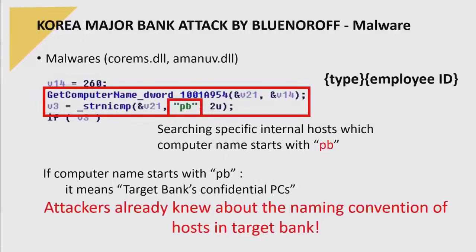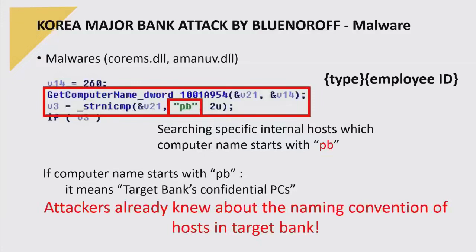And because after the host in VLAN A is accessible, the malware needs to know which host contains the critical data they are looking for. And we found this function in the malware that it is searching for computer names starting with PB. So we started wondering, what does it mean? And then we figured out that all the hosts in this bank follow a special naming convention, like a type and then employee ID, to name their computer name.